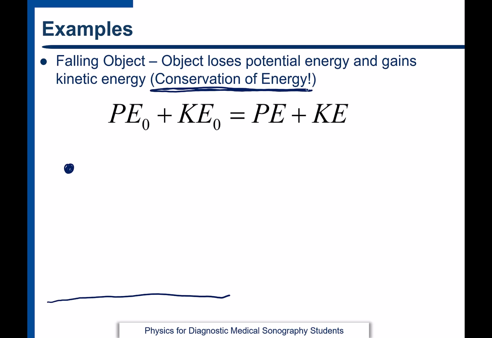Let me make this a little more concrete for you. Let's say that this object at the very top has a potential energy of 100 joules. If that object is at rest, its kinetic energy is 0. And let's call that our initial value. Remember that we use that subscript zero, or naught, to mean initial. So I'll just remind you, naught means initial.